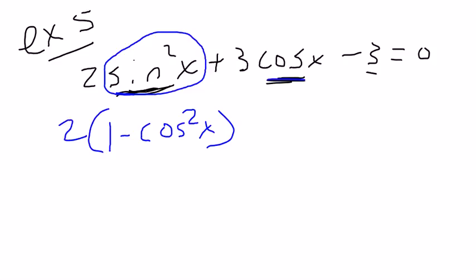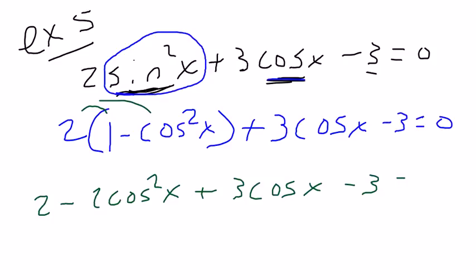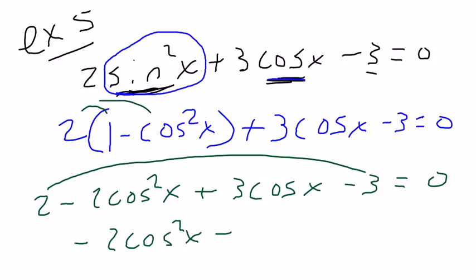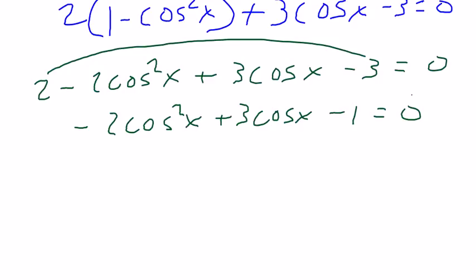Okay, I still have this 2 out front. I still have plus 3 cosine of x and minus 3 equals 0. Now if I distribute here and here, I get 2 minus 2 cosine squared x plus 3 cosine of x minus 3 equals 0. Combining like terms, I get negative 2 cosine squared x plus 3 cosine of x minus 1 equals 0.